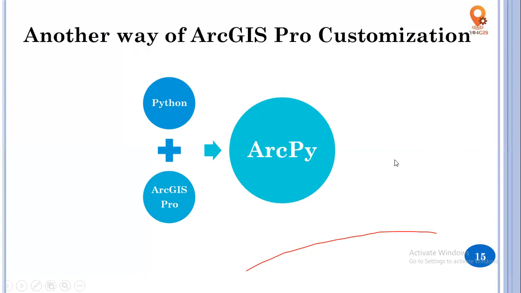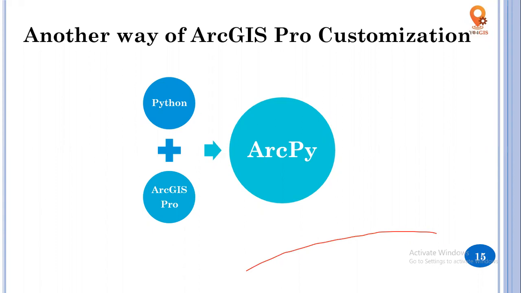And this batch is basically for ArcGIS Pro customization using Python and ArcPy. So for this kind of customization, you have to know three things: ArcGIS Pro, Python and ArcPy.